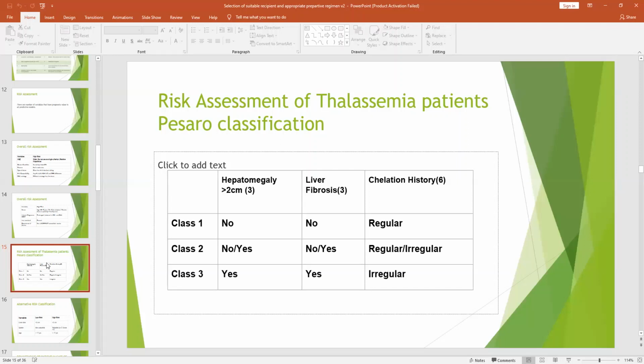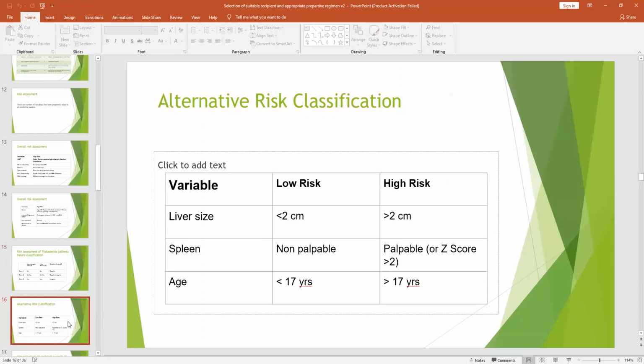And class 3 is if hepatosplenomegaly is present, liver size is more than Z-score 3, and IV chelation is irregular, it will be included in the high risk.